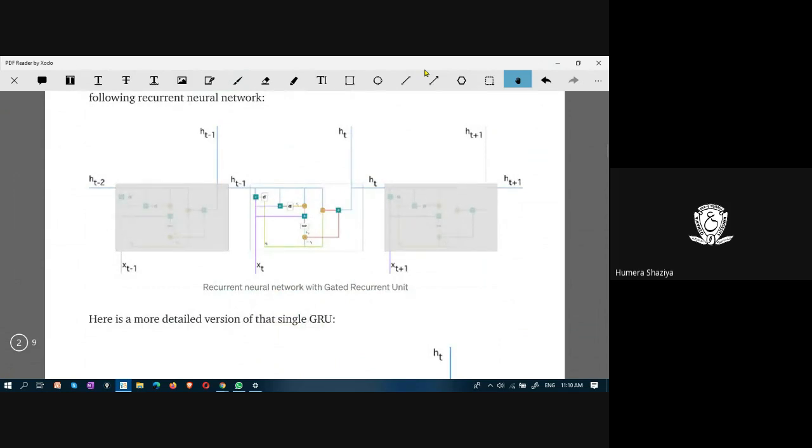These are the units or the nodes. This is a recurrent neural network with gated recurrent unit. If you just recall, the recurrent neural network had some nodes, the units, and those units did not have these type of gates. This type of architecture and structure was not there in the normal recurrent neural network. Let me open and show you.